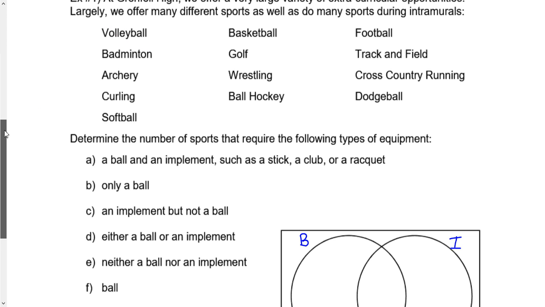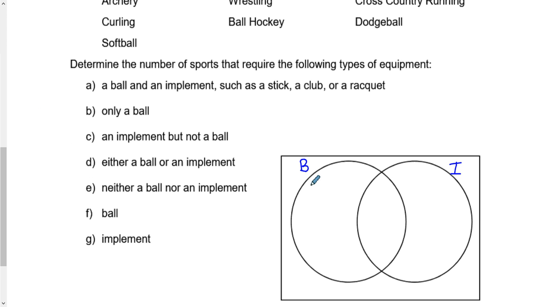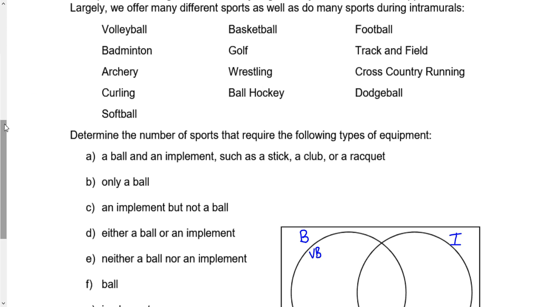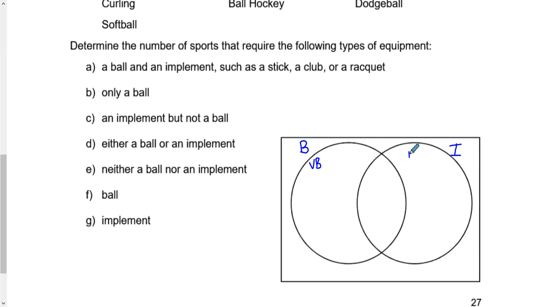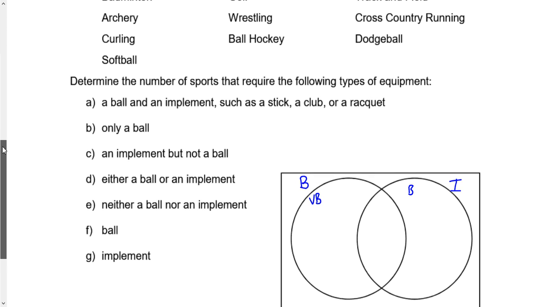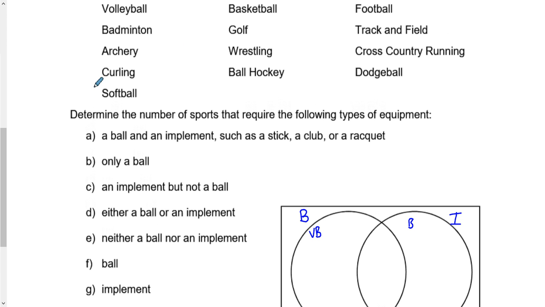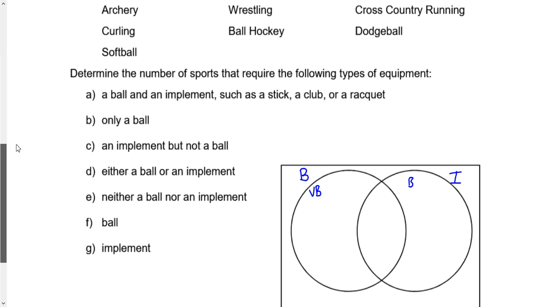So to play volleyball, you need a ball. Now, when we're talking about implements, we're not talking about the net or anything like that. So it's something that just needs a ball, but it does not need an implement. Badminton does not need a ball. Badminton just uses implements. Even the birdie is not a ball. Archery is something that only uses implements. Arrow, bow.